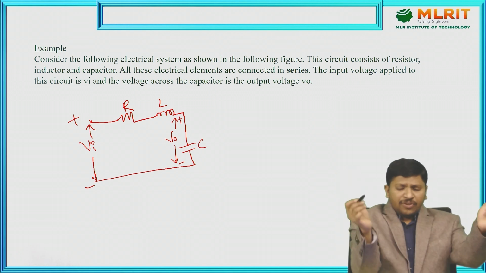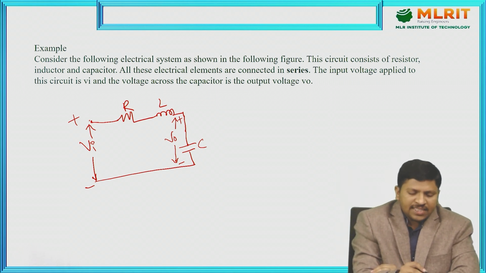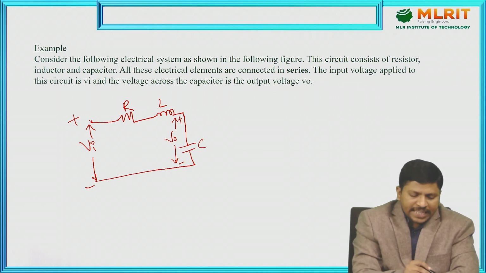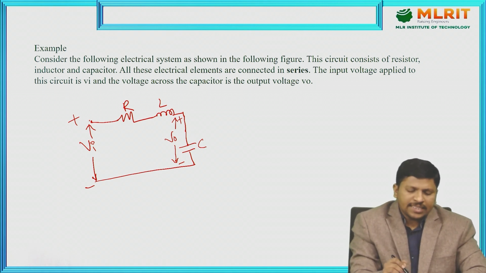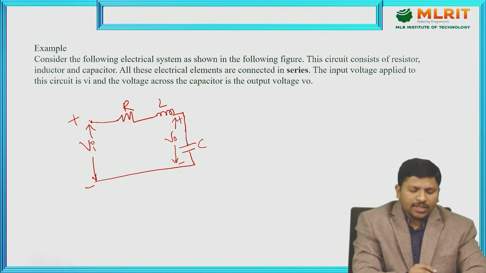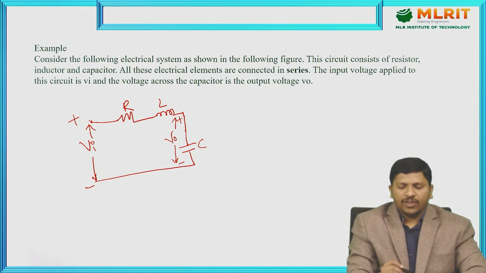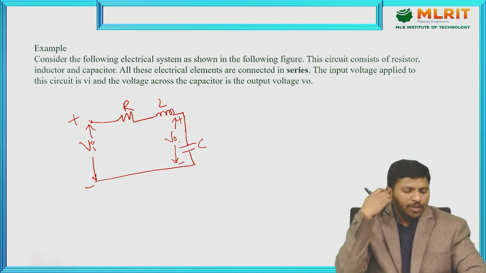This circuit consists of resistor, capacitor and inductor. By using all these electrical elements, we are going to make one electrical system. Just observe all these electrical elements RLC, resistor, inductor and capacitor. These are in series connection. I consider here a series connection of RLC, and the input is Vi and the output is V0. The input applied to this circuit is Vi and the output across the capacitor is V0. These are represented here.